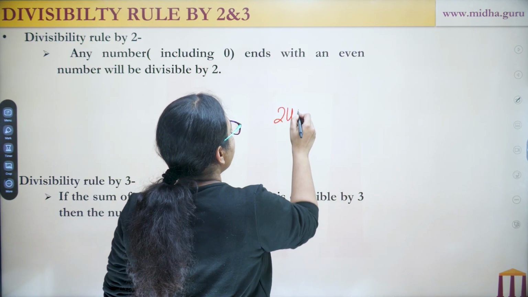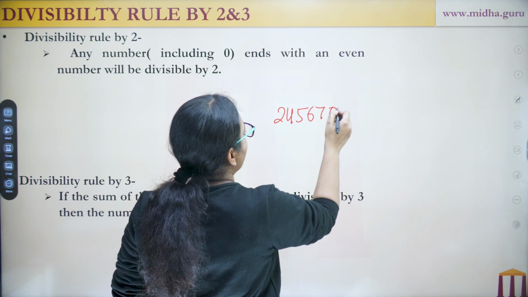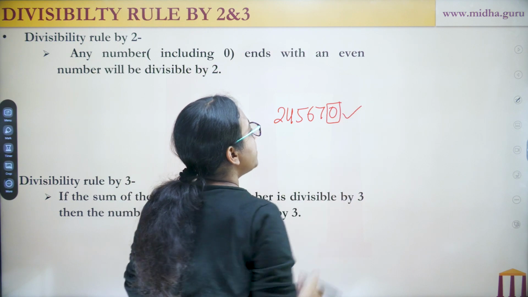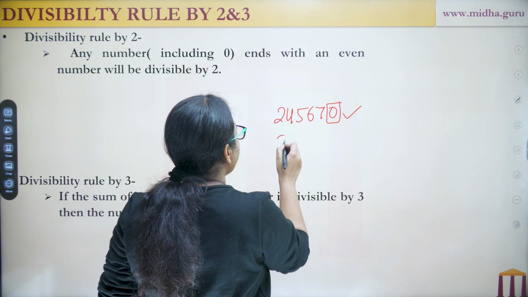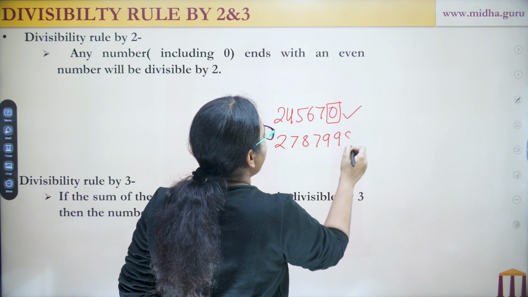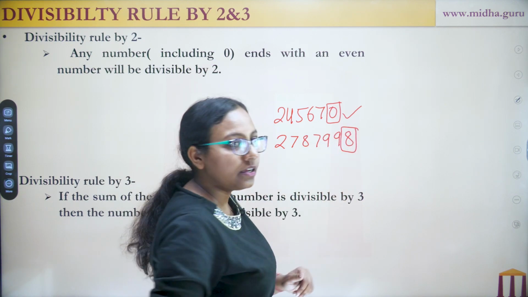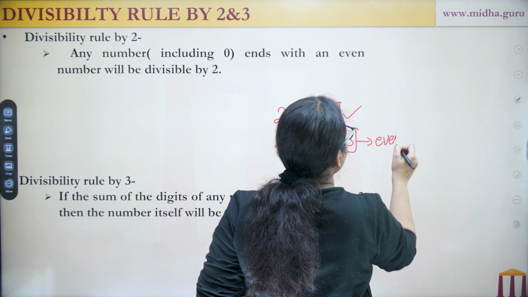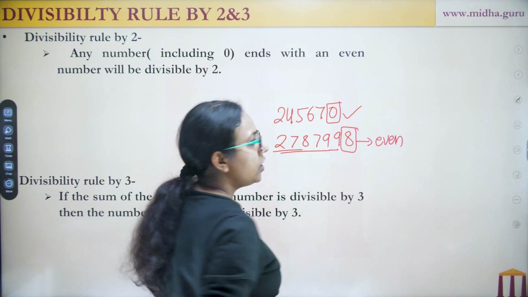2, 4, 5, 6, 7, 0. As we have discussed, if there is 0 in the unit digit, the number will be divisible by 2. Let's take some more examples. 2, 7, 8, 7, 9, 9, 8. What about the unit digit? The unit digit has 8, which is an even number. So that is why the whole number will be divisible by 2.